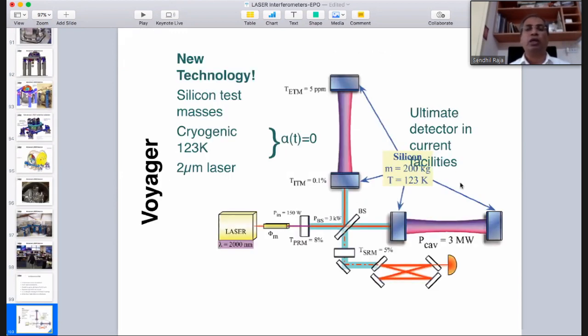One of the first upgrades that's likely to happen is A+, which I'll talk about in the later part of the Advanced LIGO project. One of the sizable changes in the next generation would be the Voyager, where silicon optics will dominate, and that's what I mentioned in the previous slide.